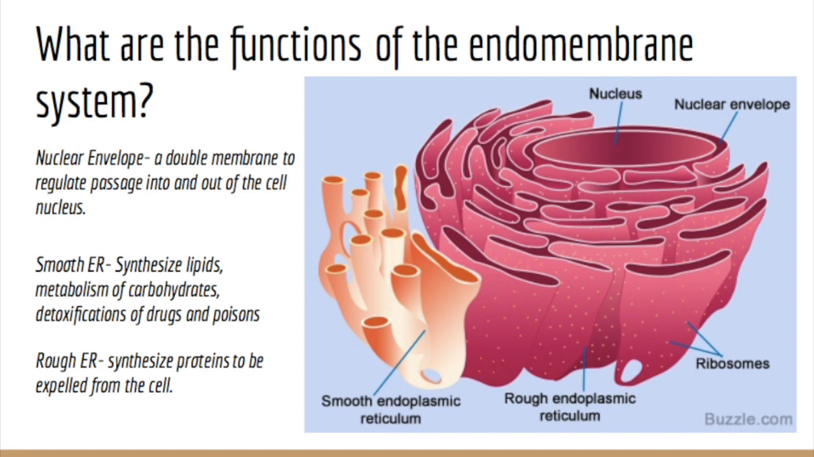Detoxifying usually means adding hydroxyl groups to drug molecules to make them easier to flush from the body by making them more soluble. The smooth ER also stores calcium ions in the ER lumen. For example, in muscle cells, calcium ions are released to trigger a muscle contraction.